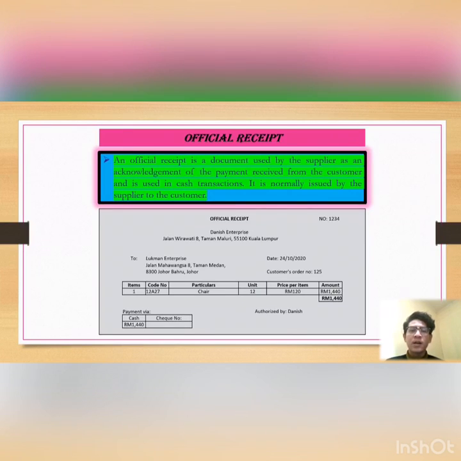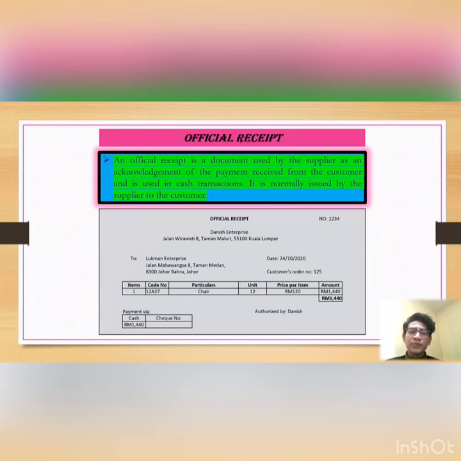Official receipt. What is the function of an official receipt? An official receipt is a document used by the supplier as an acknowledgement of the payment received from the customer and is used in cash transactions. It is normally issued by the supplier to the customer. It contains the dates, item description, total value of cash received, and receipt of payment in cash or check.